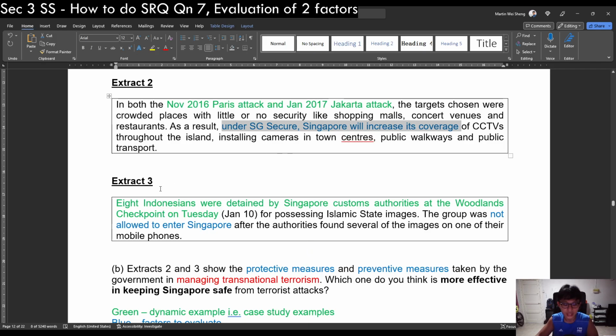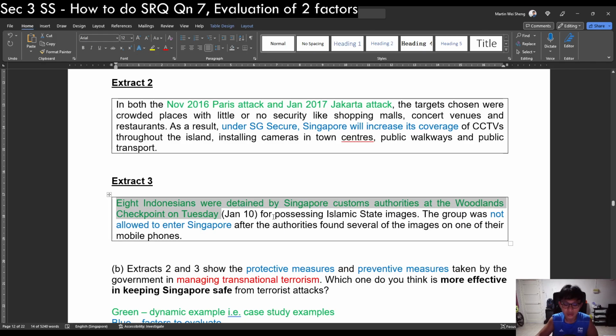Then with regards to extract 3, the dynamic content over here is how the 8 Indonesians were detained by Singapore Customs at the Woodlands checkpoint. So it can always be changed to another case study. For example, in 2016, I believe there were 6 Jemaah Islamiyah terrorist members that were arrested in Singapore. So all these examples can always be changed.